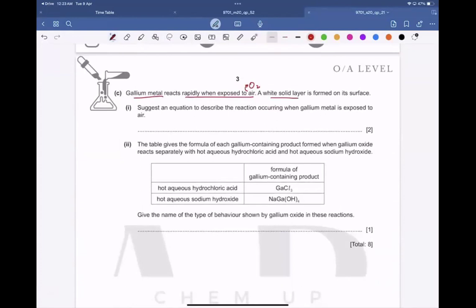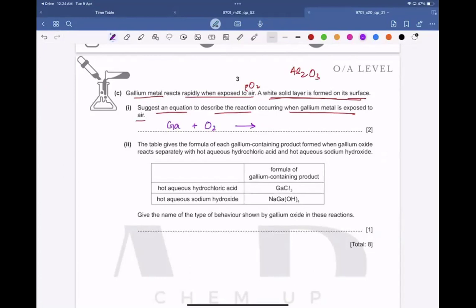A white solid layer is formed on its surface. Suggest an equation to describe the reaction occurring when gallium metal is exposed to air. So see, that's what happened with the aluminium as well, and we get the layer of aluminium oxide, Al2O3, right? So that same thing would happen over here: gallium forms gallium oxide, and you have to write the equation. So let's write it. Gallium, Ga, is reacting with oxygen, O2, forming gallium oxide.